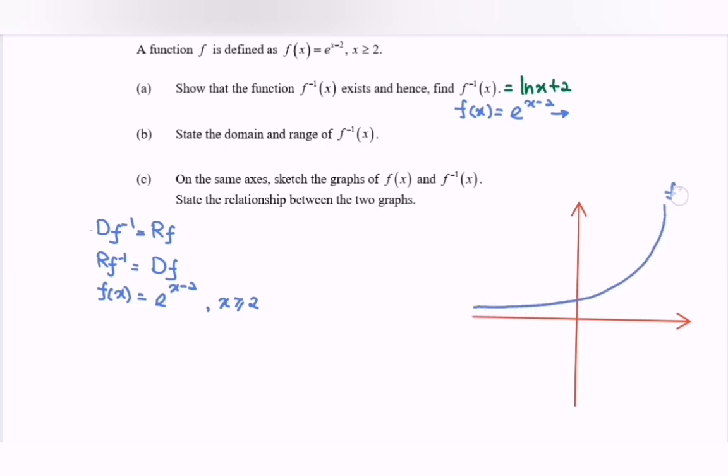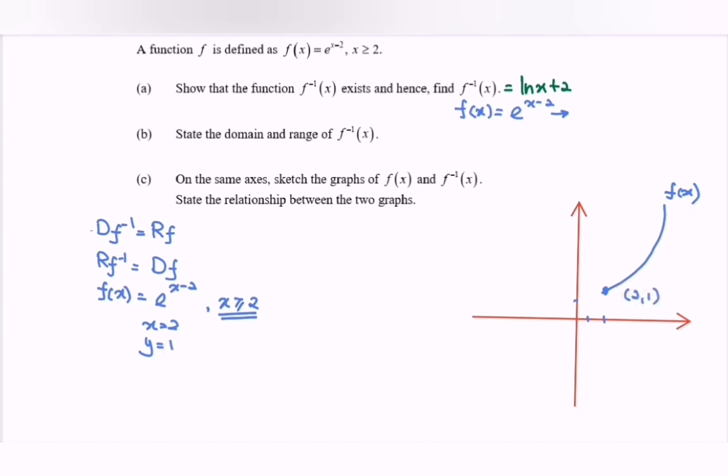Then we have f(x). Notice that here they mention x must be greater than or equal to 0. Let's say here we have 1 and here we have 2. So here will be the location. So what we have to do is erase this part, because they mention that x must be greater than or equal to 2. If x equals 2, then the value of y will be e^0, which equals 1. So the point would be (2, 1).